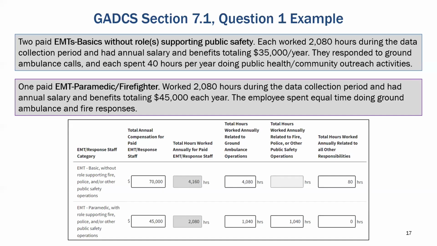So in this case, the organization confirms that the 4,160 hours is equal to 2,080 times 2, which is the total number of hours worked by 2 EMT basics.